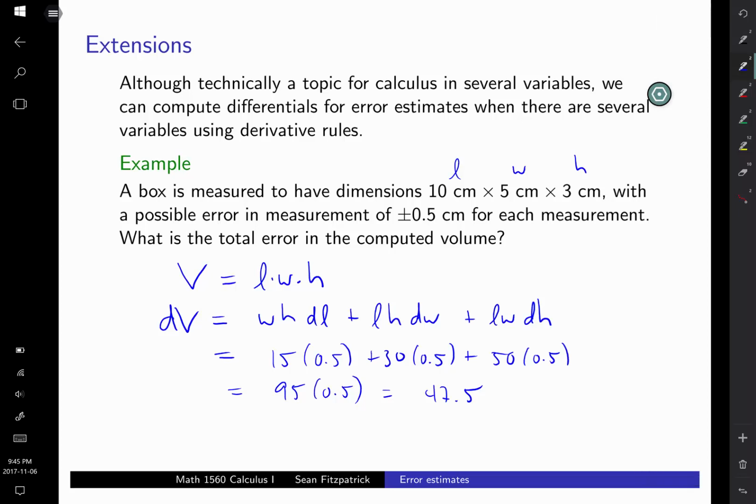And again, if we wanted to calculate the relative dV over V, it would be that 47.5 over the total, which is 150. Actually a pretty big relative error in this case. But half a centimeter is a fair amount of uncertainty in the length measurement, so that's not surprising. We wouldn't be very happy if we were measuring quantities on the scale of 3, 5, 10 centimeters and were possibly off by as much as half a centimeter in our length measurements. So that's maybe not as surprising as you might think.